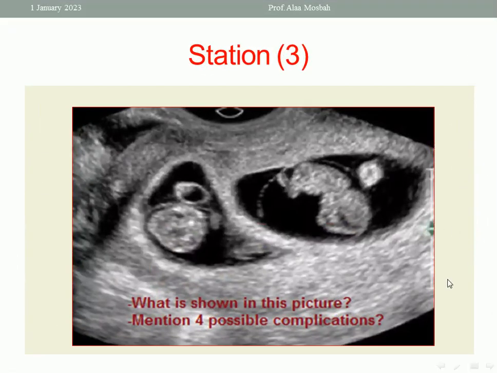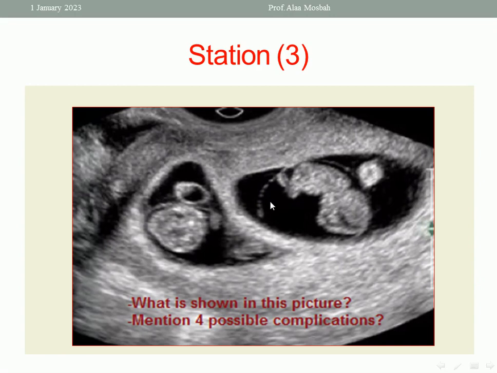Let's go to the next, station 3. Look to this picture. What is shown in this picture? This picture is an obstetric ultrasound revealing twin pregnancy. As you see, there is twin pregnancy. And when you comment on twin, you should say, what about the amniotic sac? Is it one or two?